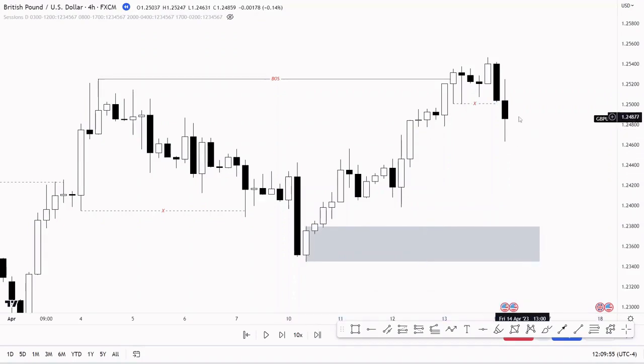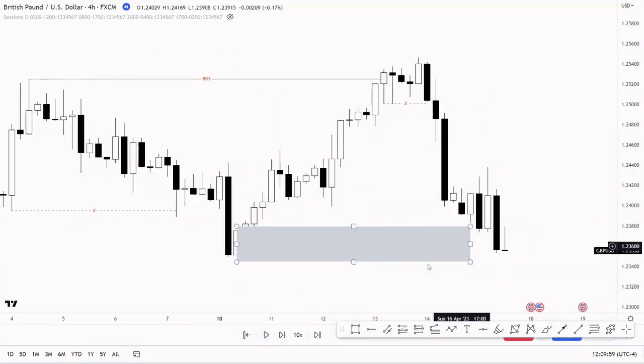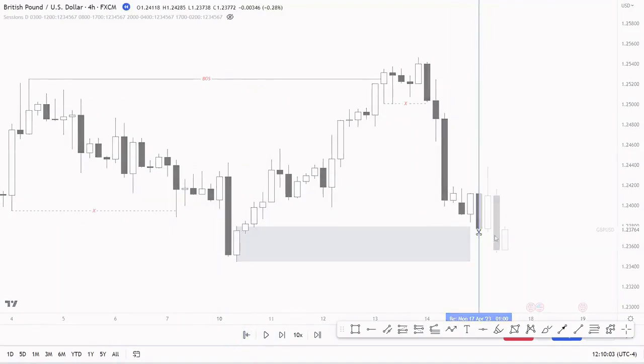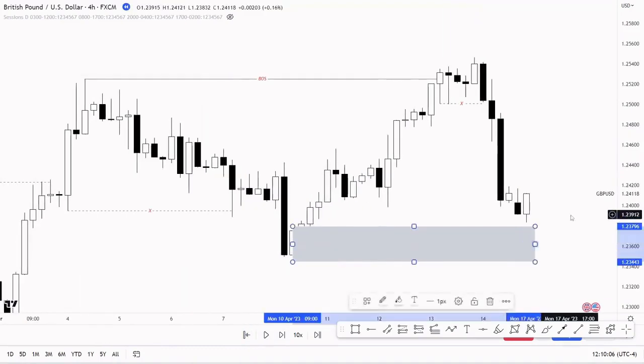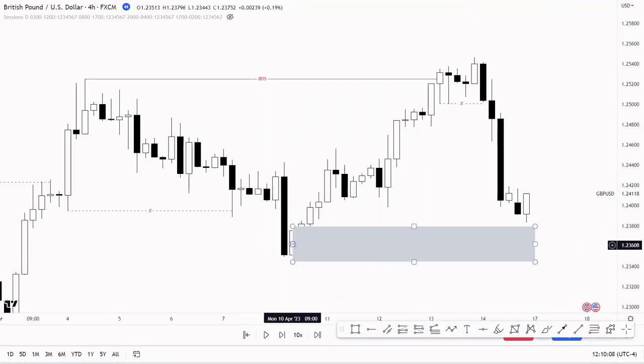Now let's wait for the market to come and mitigate the 4-hour point of interest. You could see the market reached 4-hour point of interest. You could also take entry directly from this zone. Or you could refine the zone further by going to lower time frame.